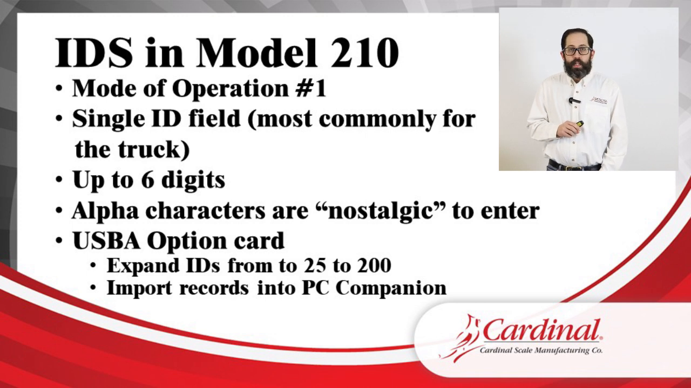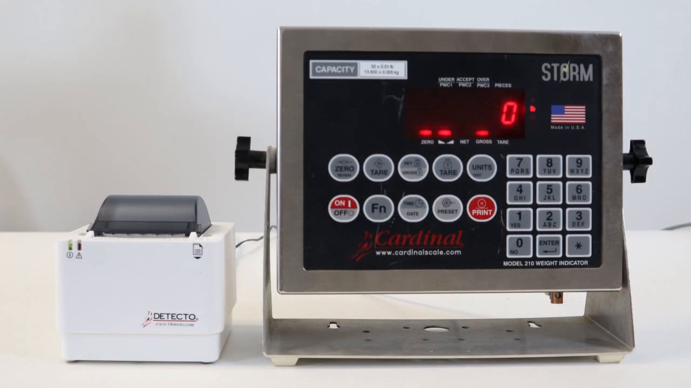So now we're going to transition and actually see what the process looks like on the 210 indicator. The first example we're going to show on the 210 weight indicator with the ID storage is using a temporary ID. In this case, we're going to use ID number 1. And as I mentioned before, with the temporary IDs, once I do the second pass weighment with ID number 1, the system will essentially forget that ID exists. It's only temporary.